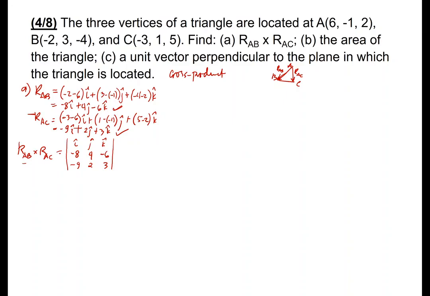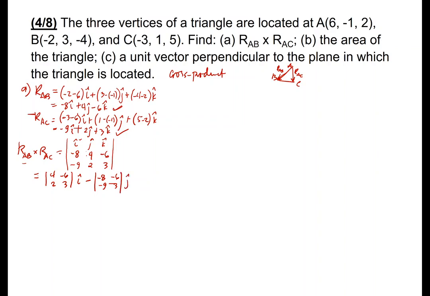Very simple, you just need to get the determinant of this matrix. First, you write the positive. If you are dealing with i, you create small matrices. When you are dealing with i, you need to take the box excluding its row and column: 4, negative 6, 2, and 3. This is for your i. Then minus for your j, you exclude the column of j, so you take the numbers directly below: negative 8, negative 6, negative 9, and 3. This is for your j.